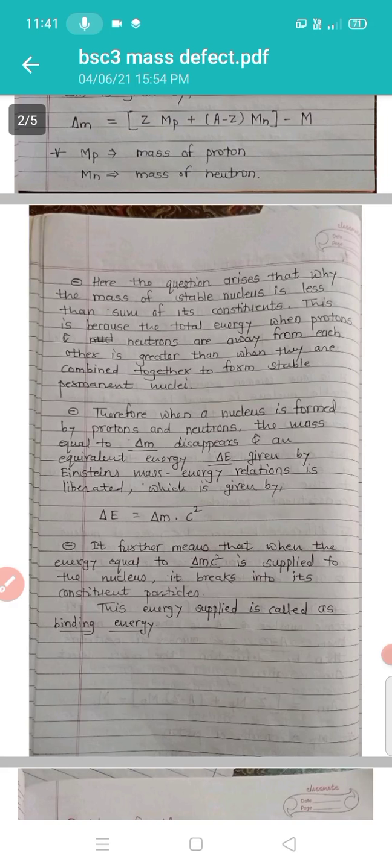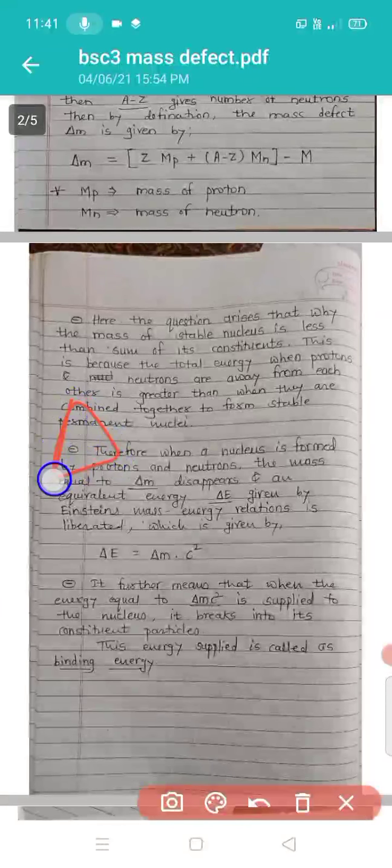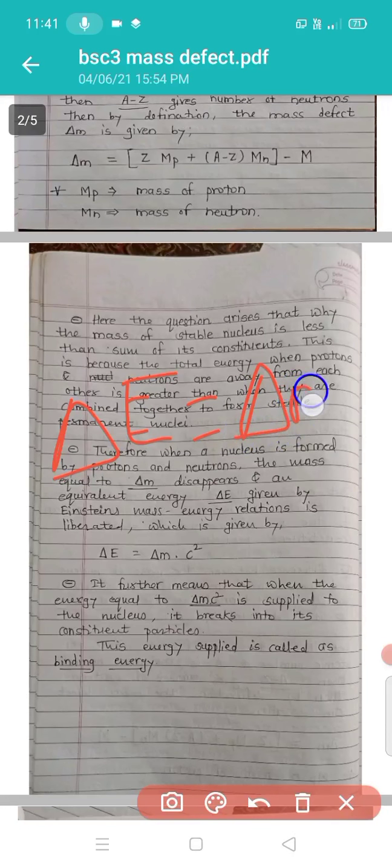Therefore, when a nucleus is formed from protons and neutrons, the mass equal to del m, that is the mass defect, disappears, and an equivalent energy del E given by the Einstein mass energy relation is liberated, which is given as del E equals del m into c square. This is the Einstein mass energy relation.